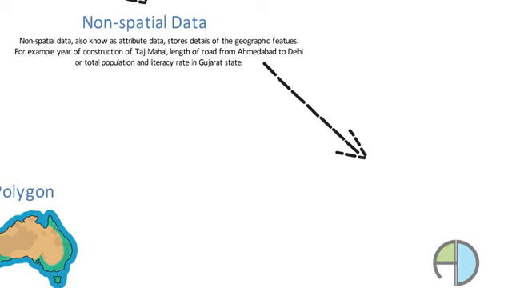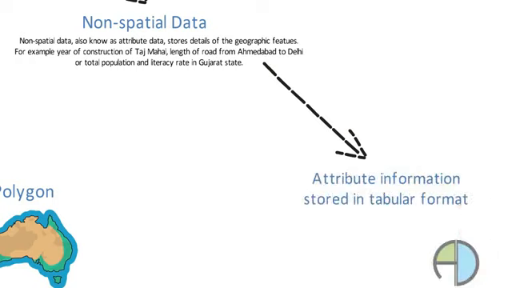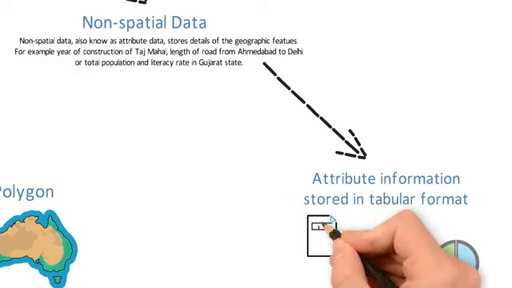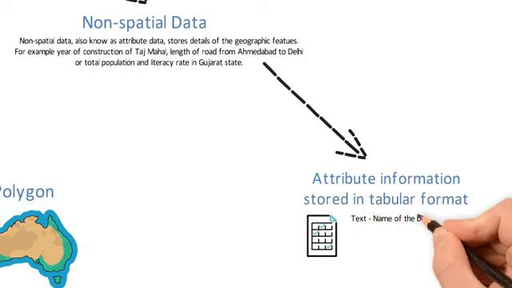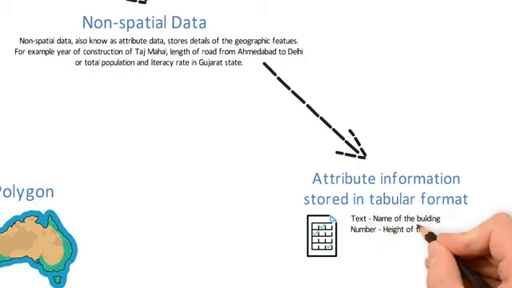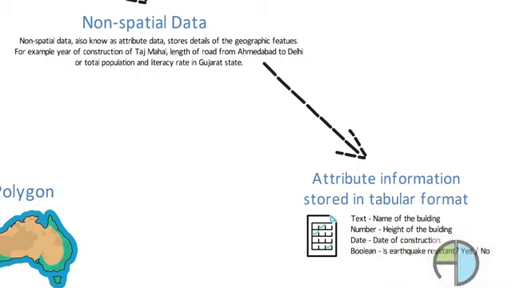Non-spatial data is also called attribute information. It is mostly stored in a tabular format in the database. There are various data types that are supported. For example, name of the building is stored as text, height of the building will be stored as numeric, and then construction date will be stored in date. Boolean is also one type of data type.